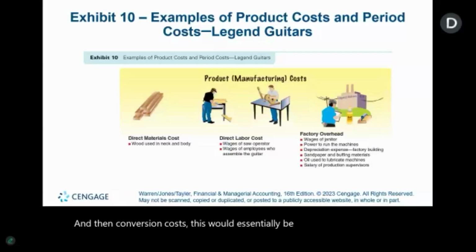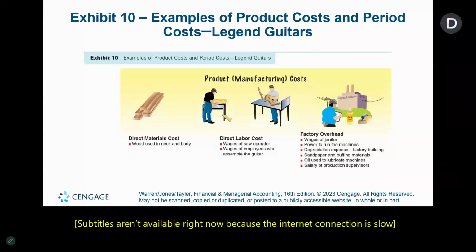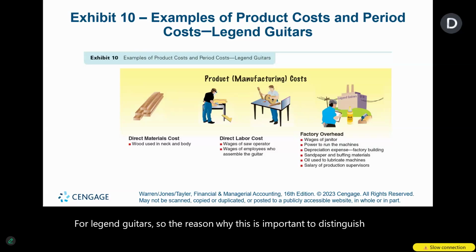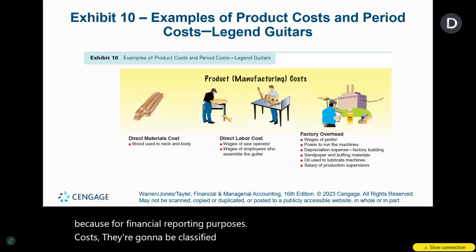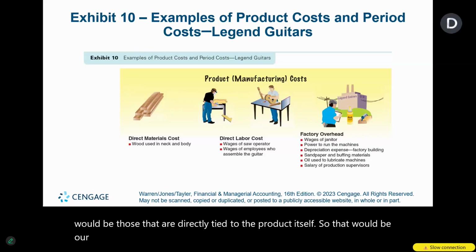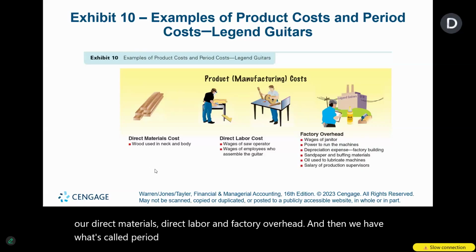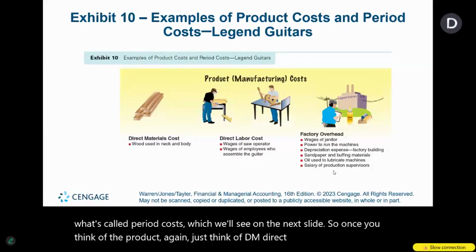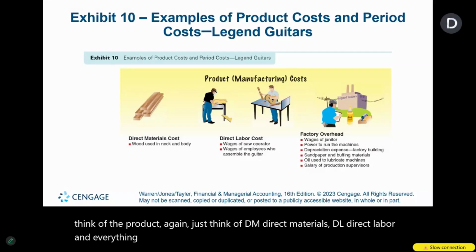So here we have some examples of product costs and period costs for Legend guitars. The reason this is important to distinguish is that for financial reporting purposes, costs are going to be classified as either product costs, those that are directly tied to the product itself, which would be our direct material, direct labor, and factory overhead, or period costs, which we'll see on the next slide. So when you think of the product, just think of DM, direct materials, DL, direct labor, and everything that's not direct materials and direct labor, which falls under factory overhead.